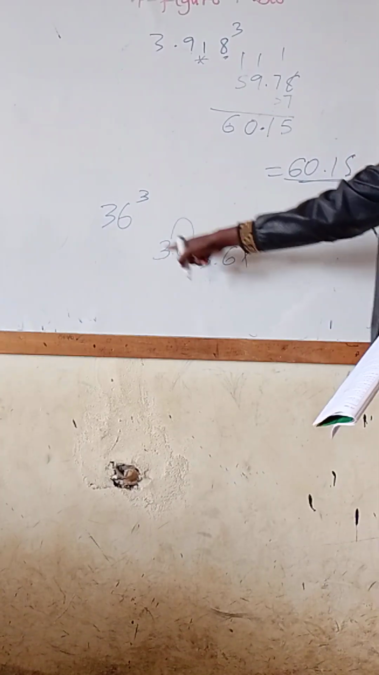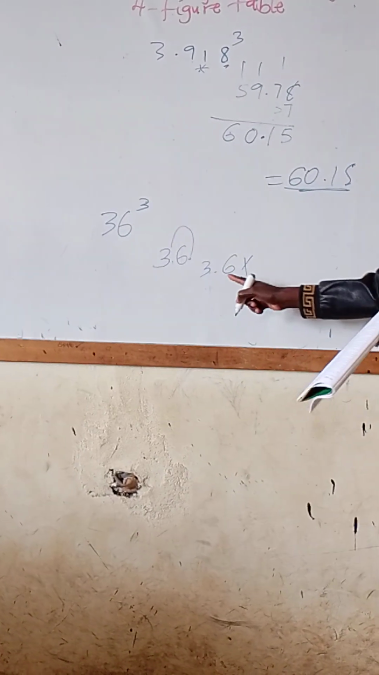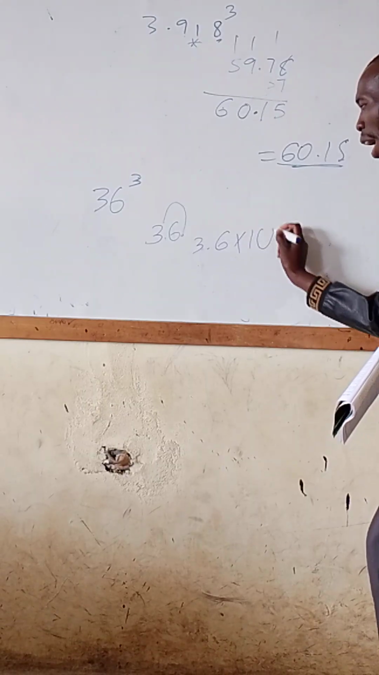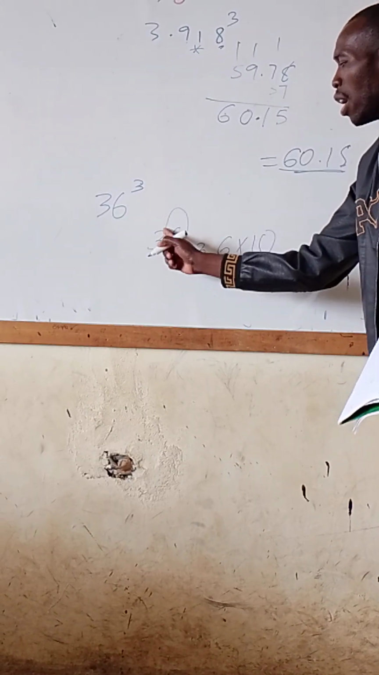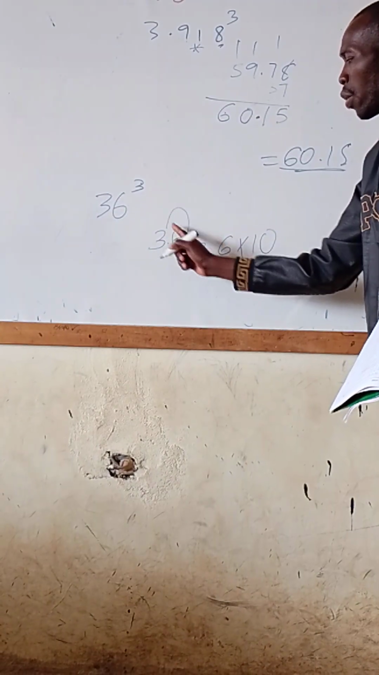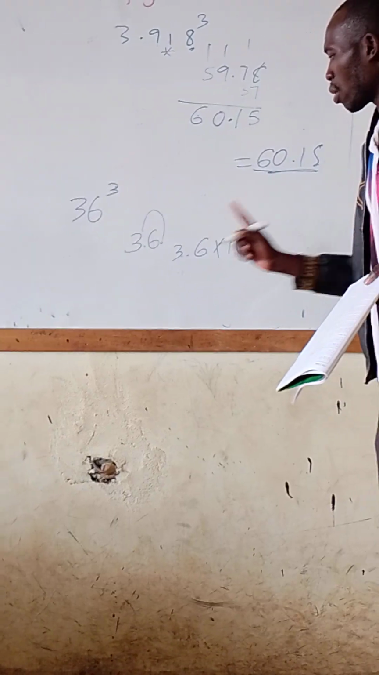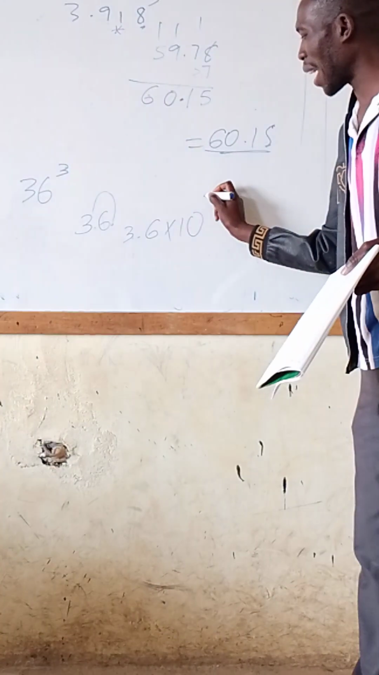Now, because this one is not the number, it's not 36, for it to be 36, we multiply by 10. And how many times did we go backward? We went 1 time. So we write that 1 as the power.